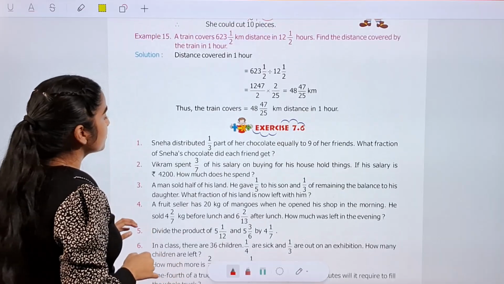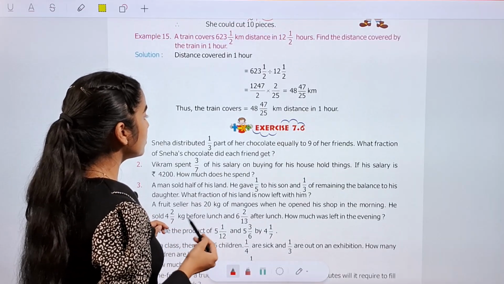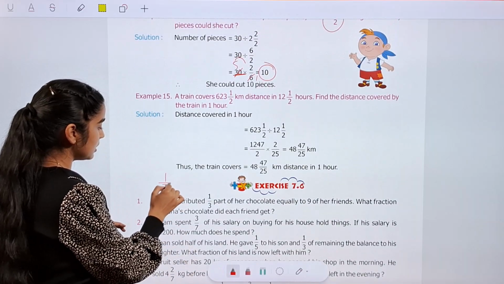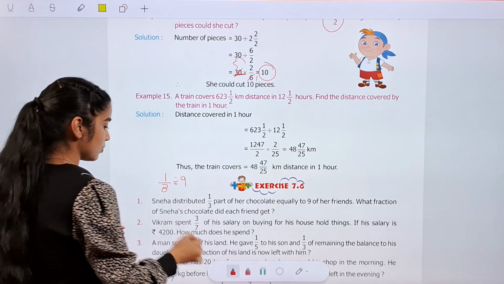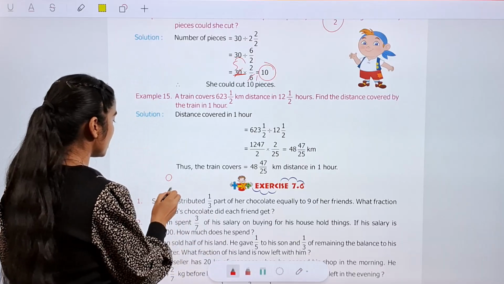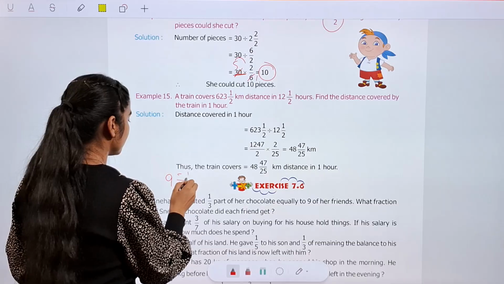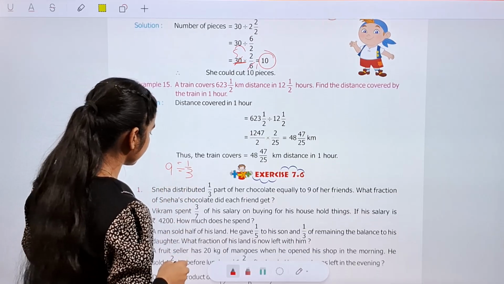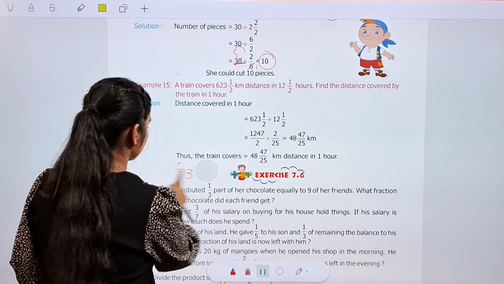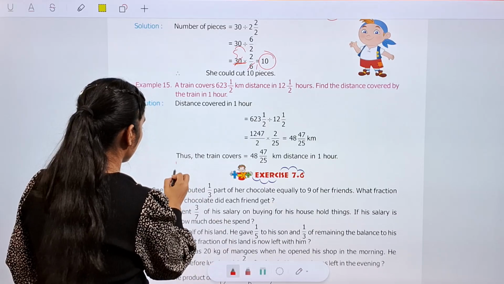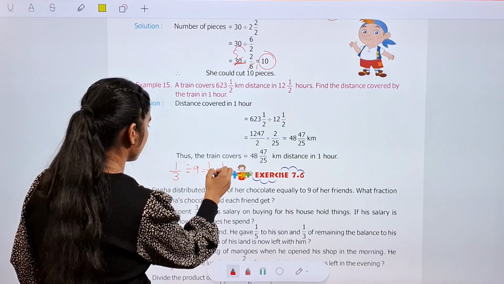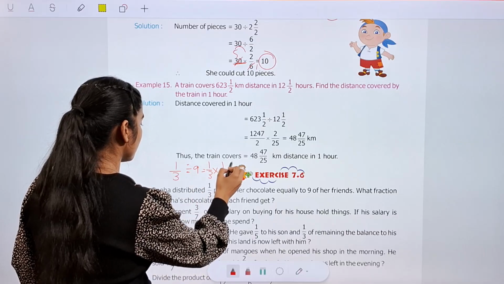Now Sneha distributed 1 by 3 part of her chocolate equally to 9 of her friends. What fraction of Sneha's chocolate did each friend get? So 1 by 3 divided by 9. 9 का 1 by 3 part हमें find out करना है ना. So 1 by 3 is the first number and 9 is the second. 1 by 3 divided by 9, which means 1 by 3 multiplied by 1 by 9, the reciprocal of 9. So 1 by 27th part.